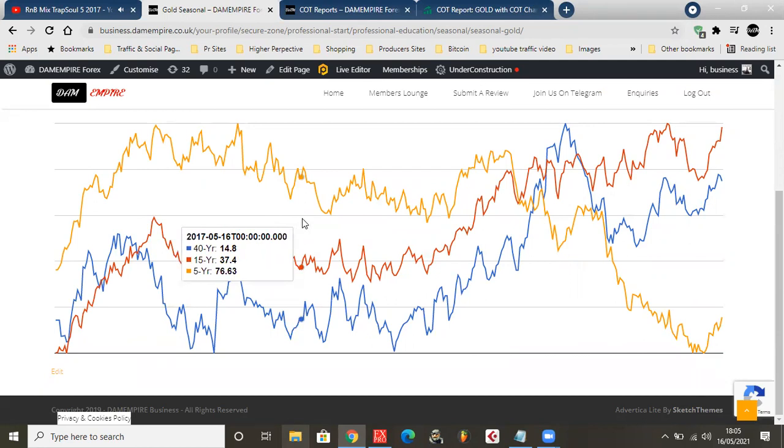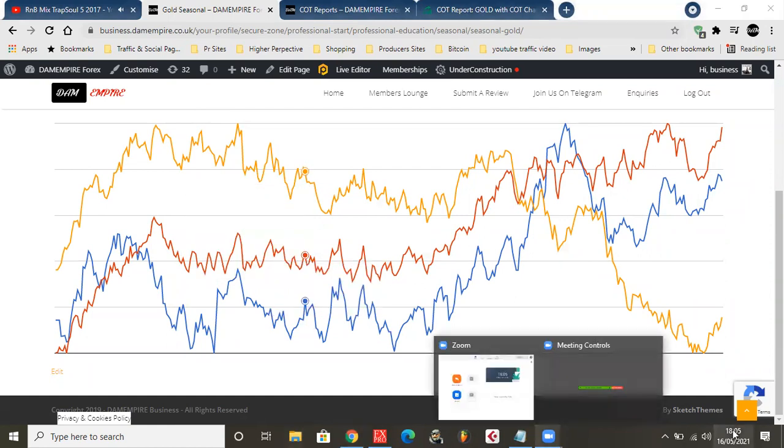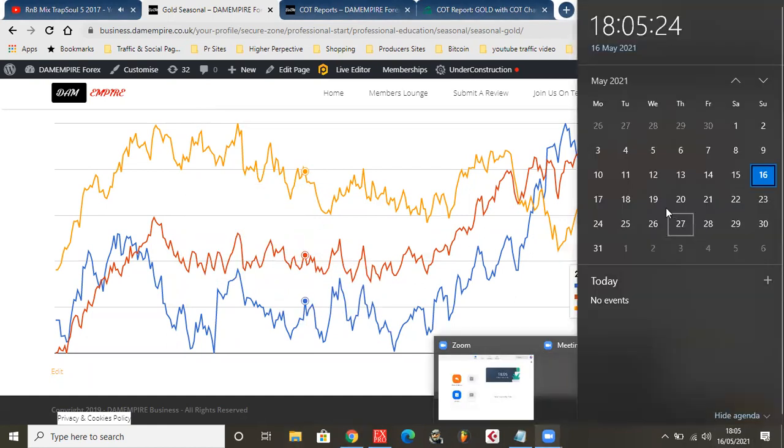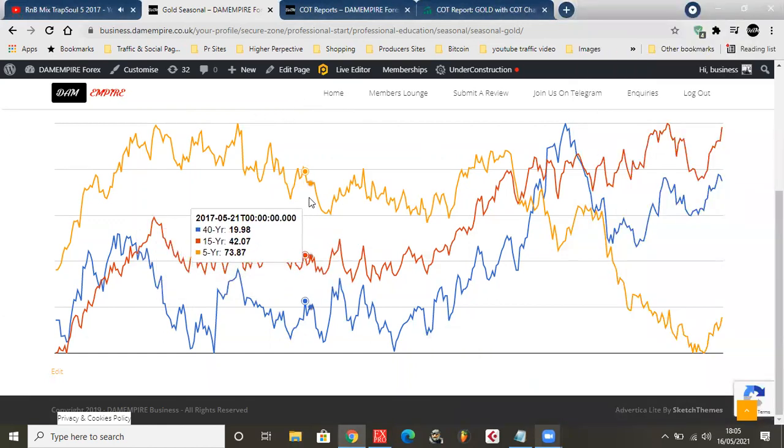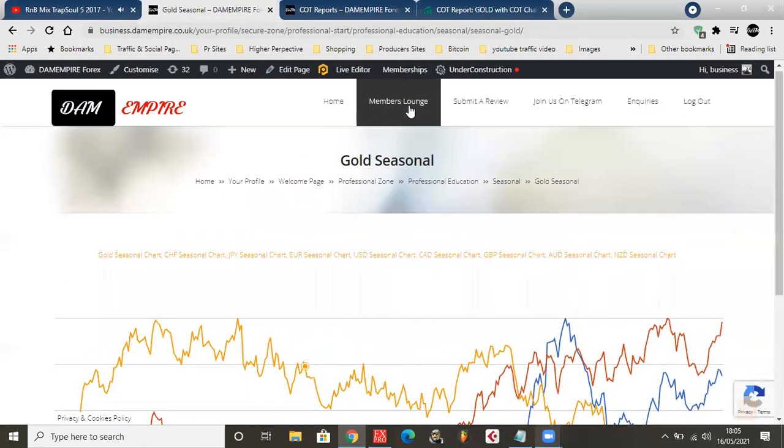So these guys are preparing for this move. Gold is most likely going to fall. They're preparing for the move on the 18th, which should be Tuesday. According to the seasonality, there's going to be a sharp drop on Tuesday, and the COT is already pointing down as well. So that literally looks good already.